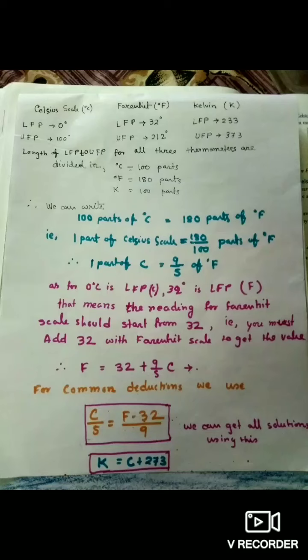In the book, you can see other forms of the equations from which we can also solve the sums. But here I am giving you the common equation, that is C by 5 equals F minus 32 by 9.